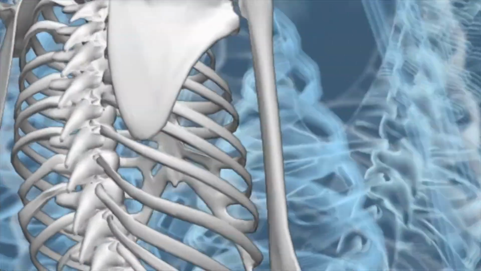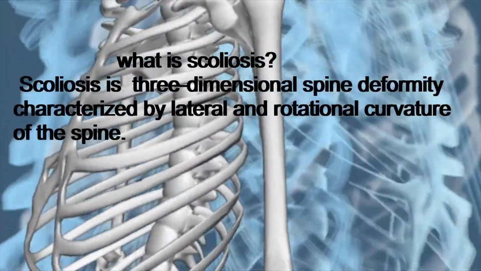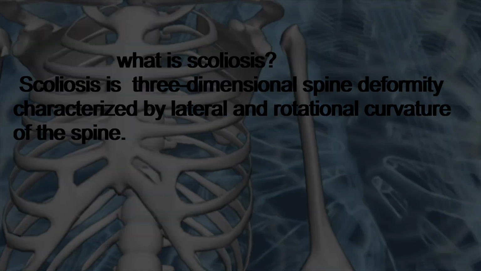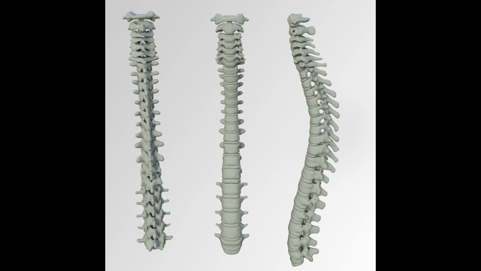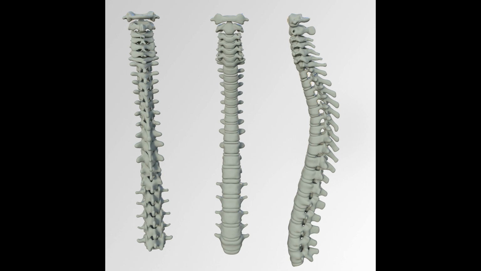Now let's proceed to the topic. What is scoliosis? Scoliosis is a three-dimensional spine deformity characterized by lateral and rotational curvature of the spine. It affects the spine in all three planes: axial, coronal, and sagittal. It may be functional or structural. It occurs most often in girls.